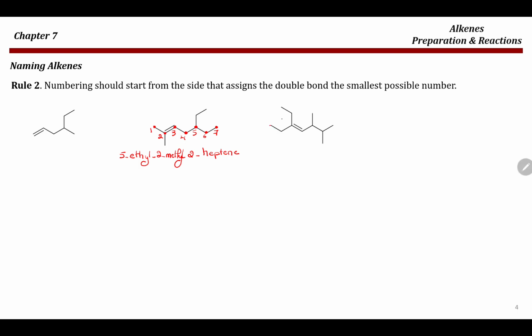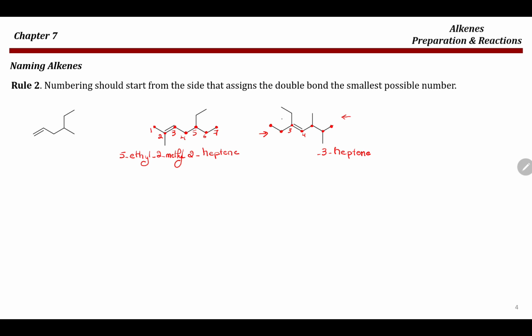One more example. So 1, 2, 3, 4, 5, 6, 7. Again, this is heptene. If I started counting from the left side, the double bond will be at position 3, whereas if I start counting from the right side, the double bond will be at position 4. So again, we are going to choose the smallest number. So we will start from the left side, and this is 3-heptene.